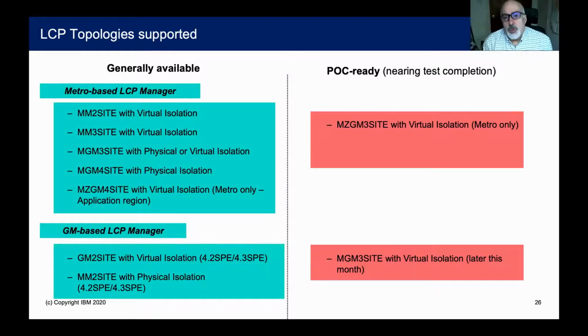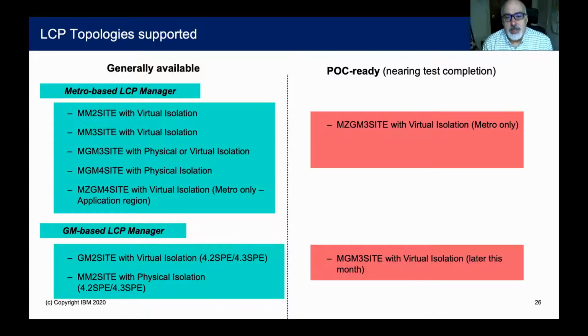We support MGM4 site with physical isolation. And as I touched on, the MZGM configurations, we support with them, in the Metro part of an MZGM configuration, virtual isolation. We haven't fully tested it in 3 site. We did fully test it in 4 site. We've got a client who's live with it in 4 site, but we believe it just requires somebody to adopt it for 3 site, and it works. We do not see any issues why the MZGM 3 site solution would not be fully working.